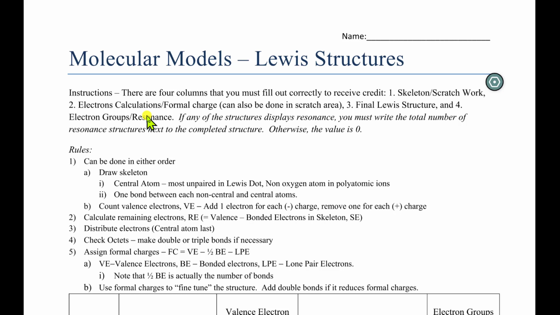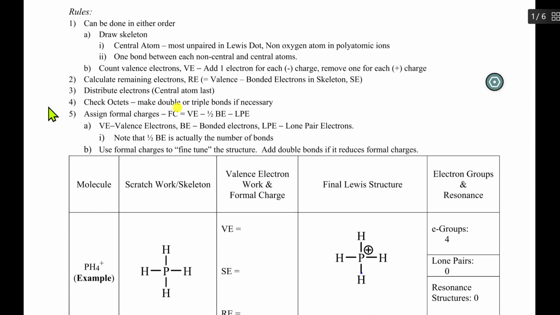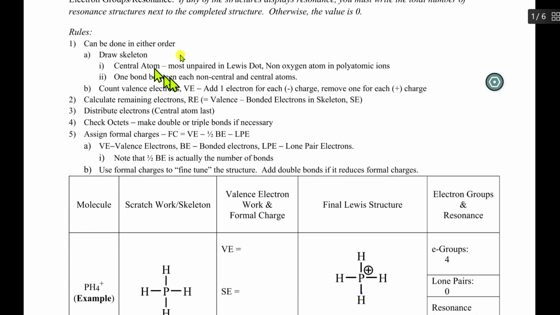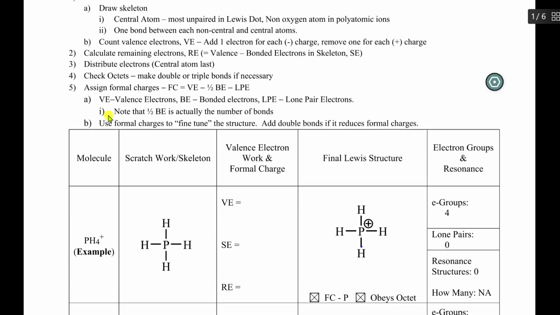This is an overview of the Molecular Models Lewis Structure worksheet. Let me show you how you fill out the columns. It tells you up here that there are 4 columns that you need to be filling out, and so let me take you through those 4 columns. It also gives you some rules about the way you do the calculations, but I'll go ahead and describe those to you down here.